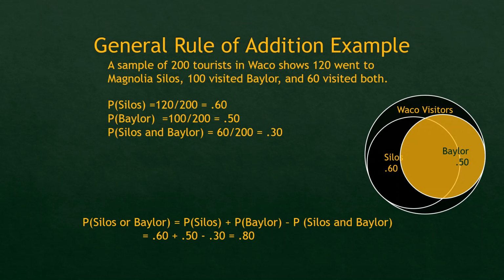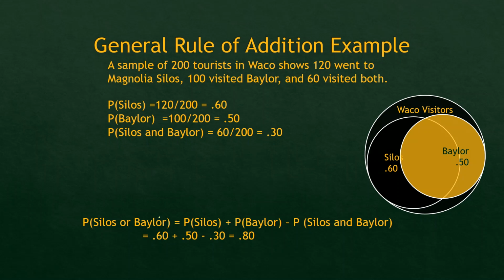Okay, so this area right here, 0.30 probability, is the probability of the individuals that visited both. 0.6 is the probability of visiting the silos, and 0.5 is the probability of visiting Baylor.